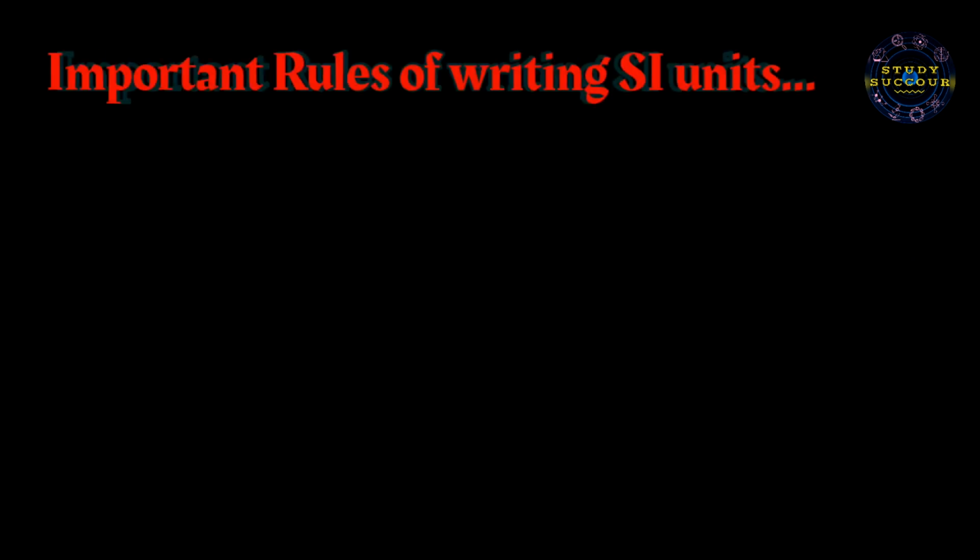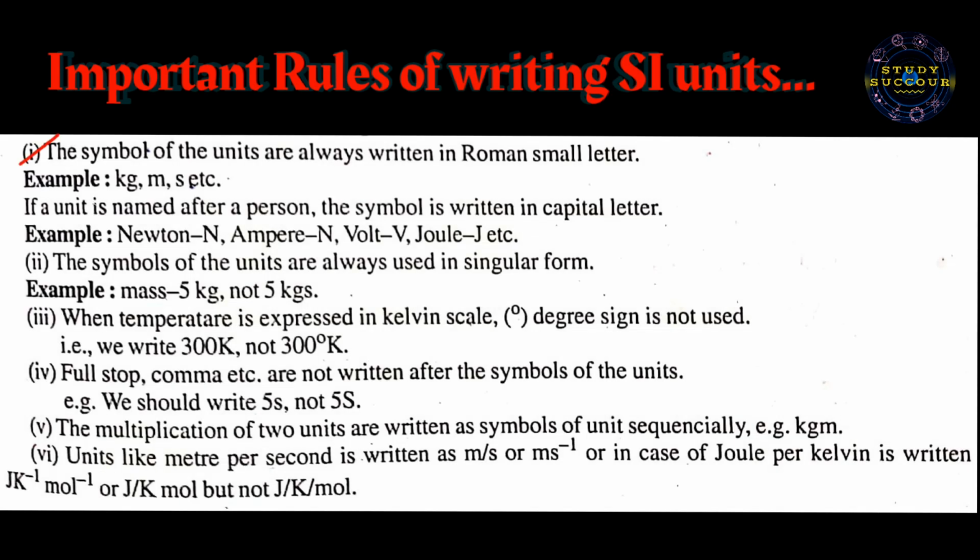Now let's talk about some important rules for writing SI units. Rule number 1. The symbols of the units are always written in Roman small letters. For example, kilogram, kg, meter, m, second, s, etc. If a unit is named after a person, the symbol is written in capital letter. For example, Newton, capital N, ampere, capital A, volt, capital V, joule, capital J, etc.